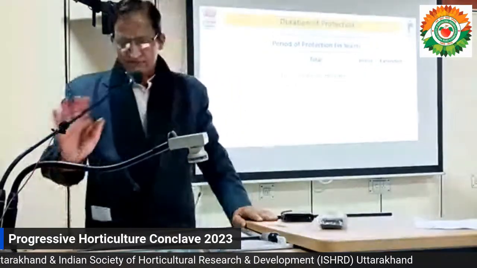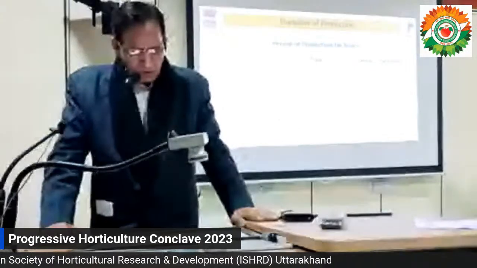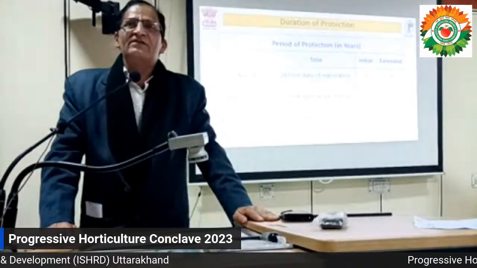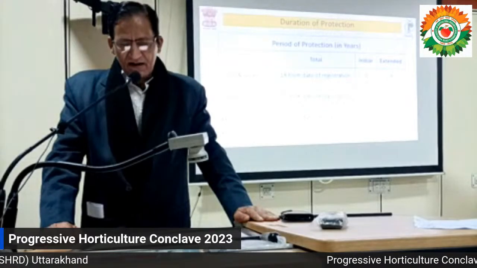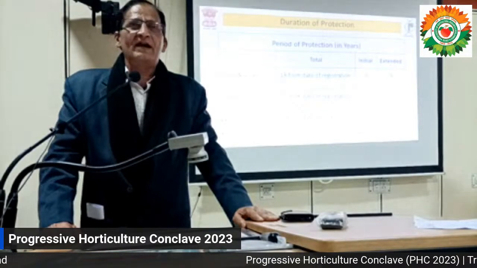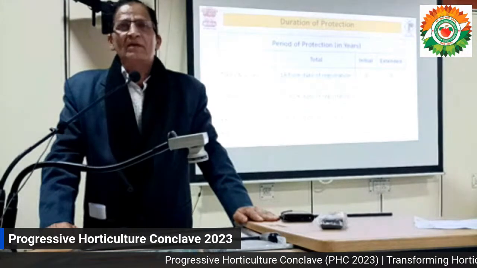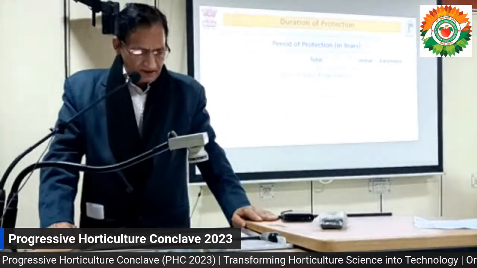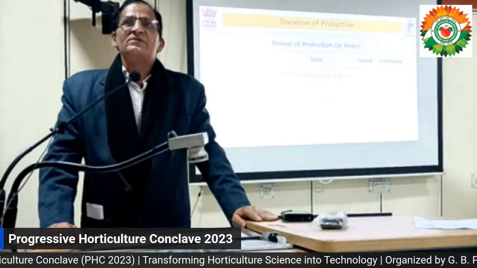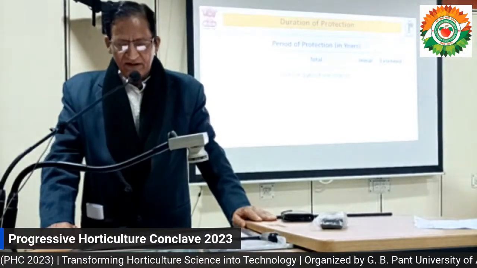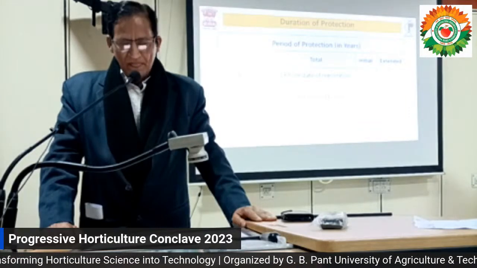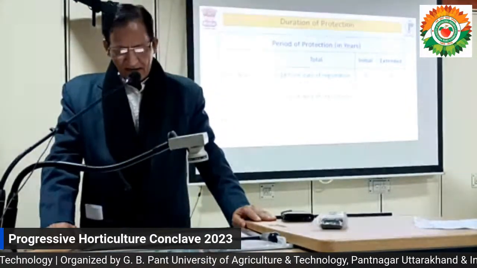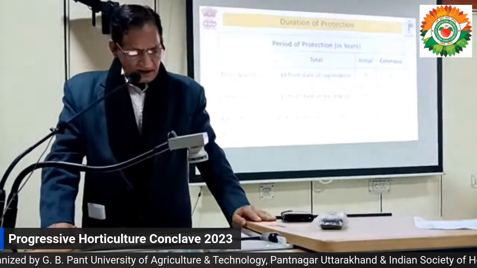Protection period in this Act. The protection period for trees and vines is 18 years, but initially it is 9 years and extended another 9 years after deposition of the extension fee. Other than trees and vines, the protection period is 15 years, firstly 6 years, and repeatedly after the deposition of another fee, 9 years.